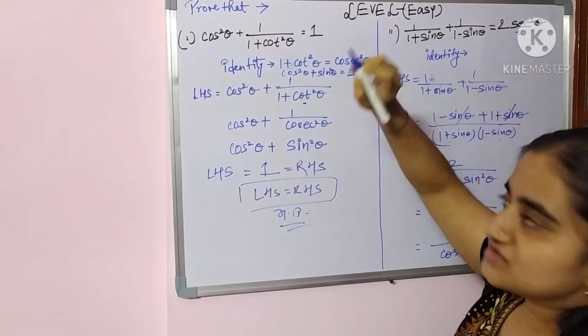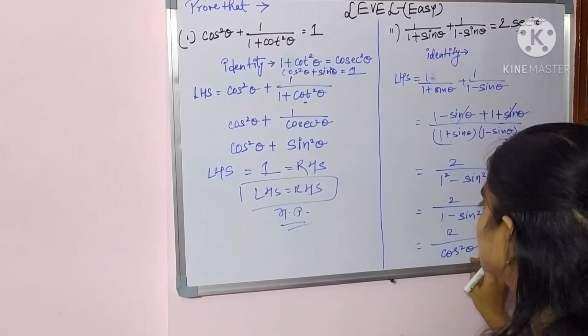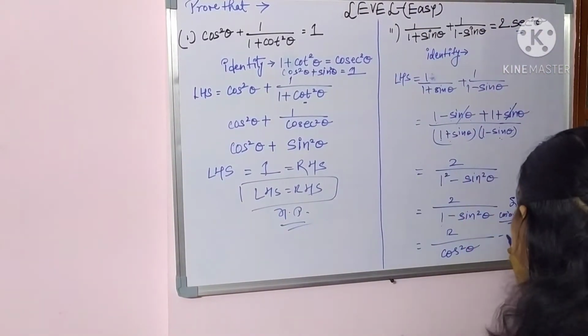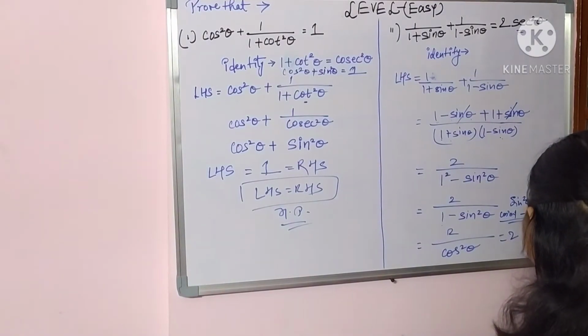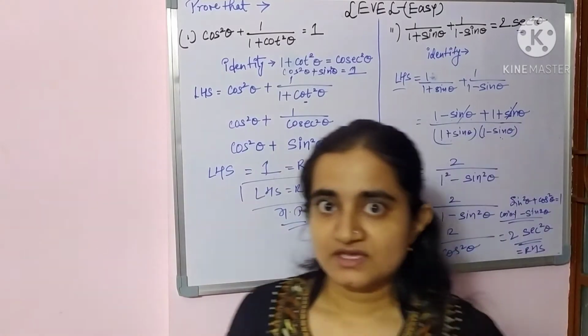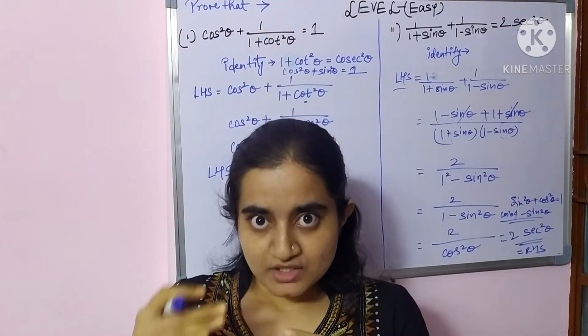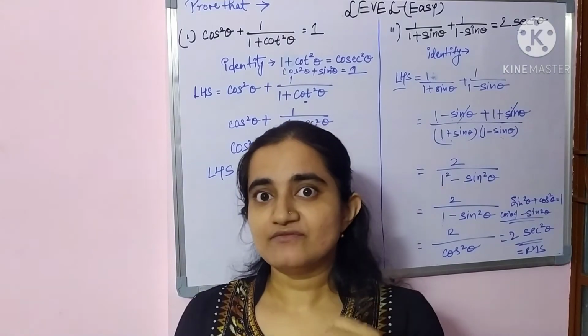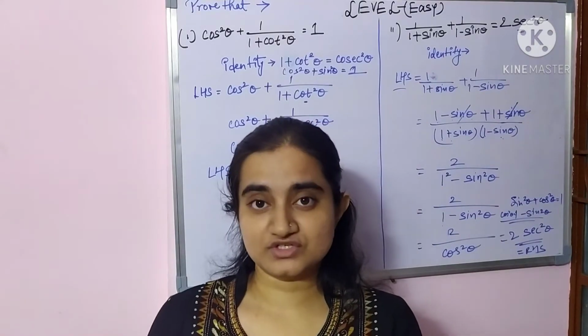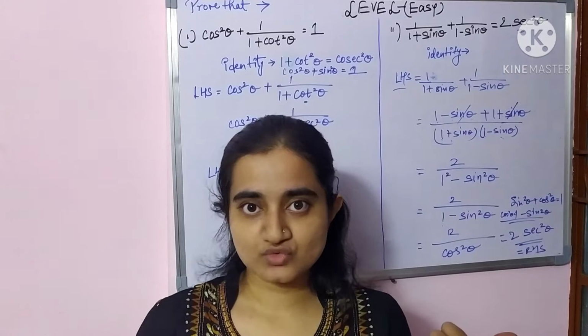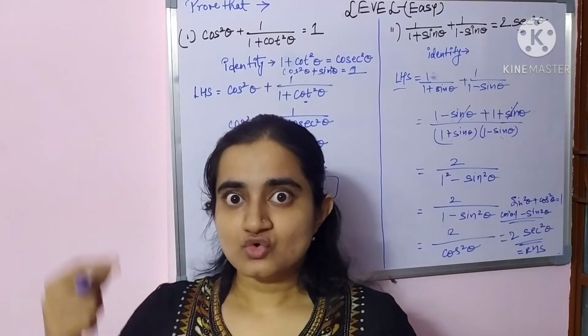Here we have sec square theta in the RHS. 1 upon cos square theta is what? Sec square theta. So right here, 2 sec square theta, and this is the RHS. LHS equals RHS. So these were easy types of questions and you can do them very easily. But going to the medium type of questions, we have to first practice these questions. Practice these questions as much as possible to develop our strength to go to the medium ones.